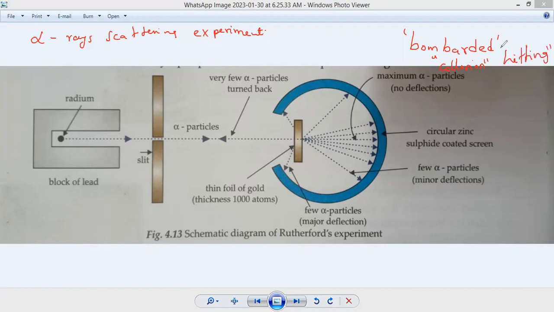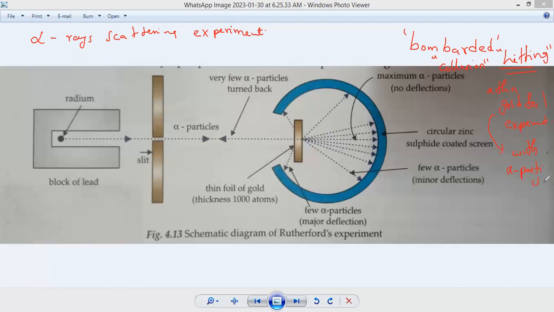To study this, there is no verification or proof of how he got this idea, but he did it. What he did was bombard these alpha particles. I will tell you what alpha particles are. Please remember that is also very important because it will come in class 10 also. Rutherford bombarded a thin gold foil. That is why this is also called the gold foil experiment: a thin gold foil with alpha particles.